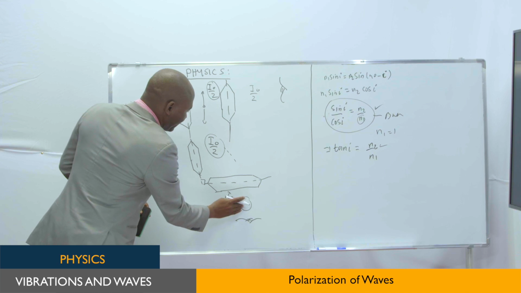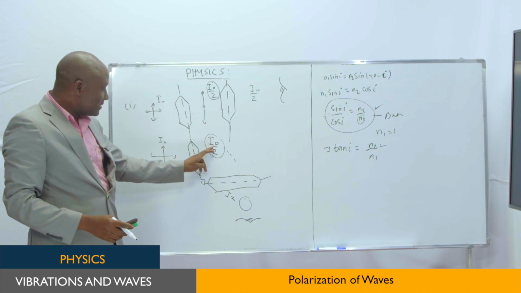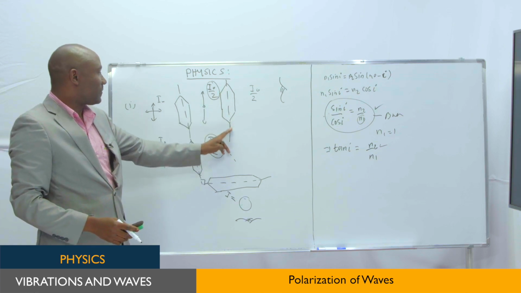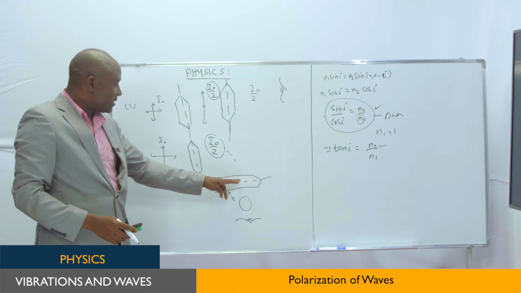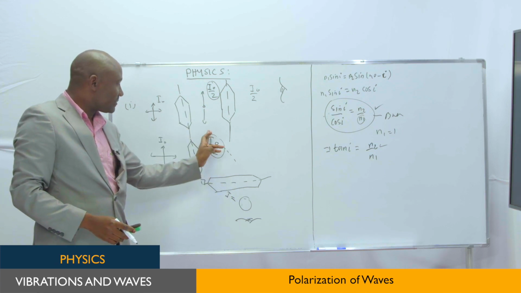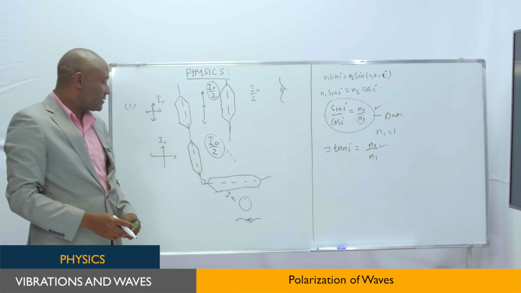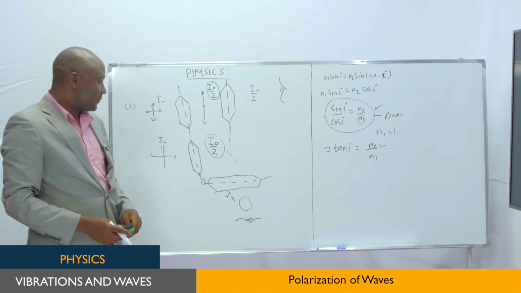To 0. Here it is I naught over 2. You can see what is happening. When the angle between the two is 0, they are parallel. When we rotate the second polaroid, the angle is measured from the vertical until the angle is 90. So the intensity of light decreases from I naught over 2 down to 0.